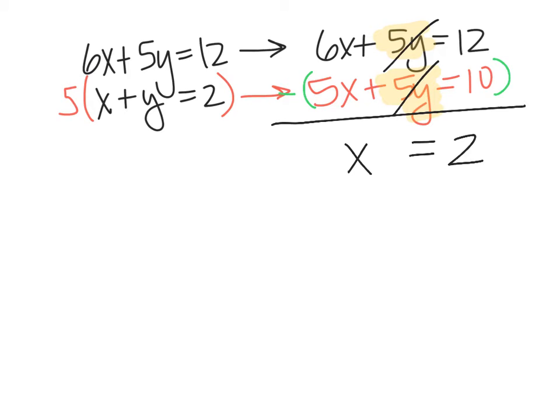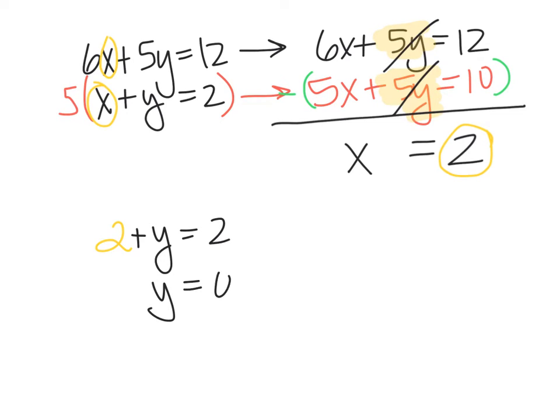But I'm not done. I actually have to go back in and substitute in this x equals 2 into either of these two equations for where the x is. Now, one is easier than the other, so I'm going to choose the second equation. So to substitute back in, instead of x, I'm going to write what x equals. So I'm going to write 2 plus y is equal to 2. Now I subtract 2 from both sides, and y is equal to 0. So that means that my x value is 2 and my y value is 0.